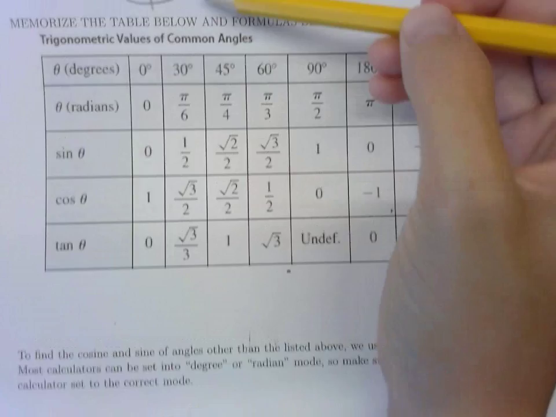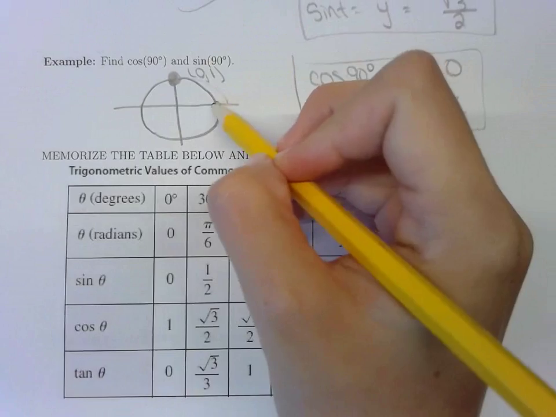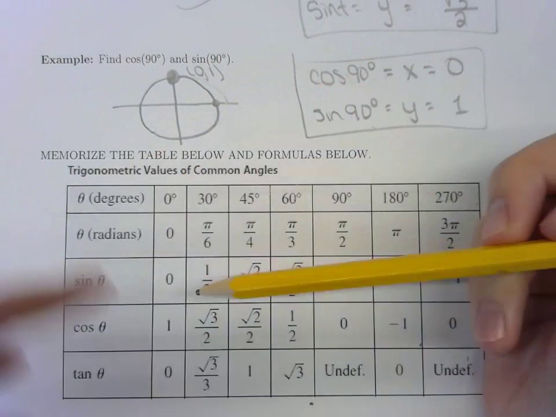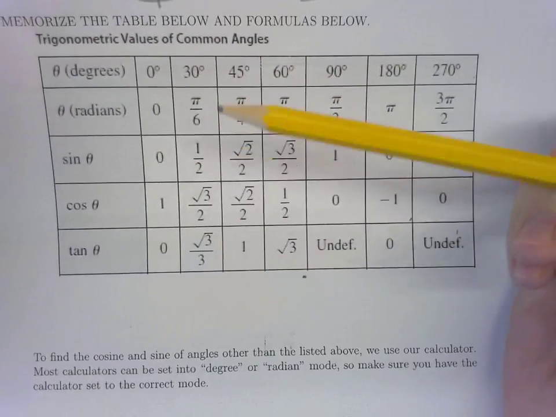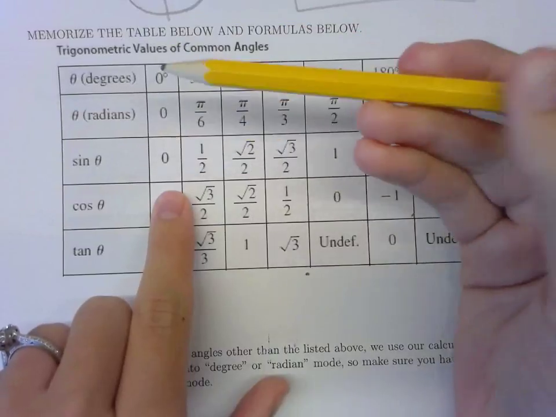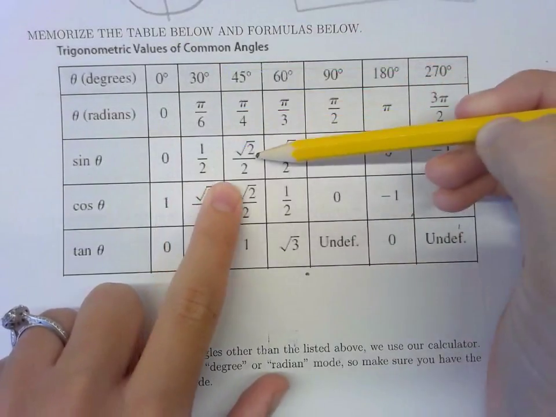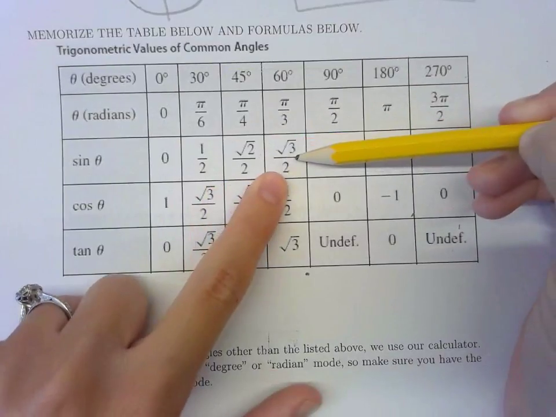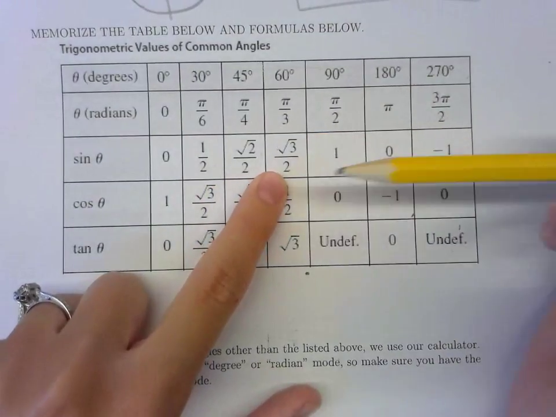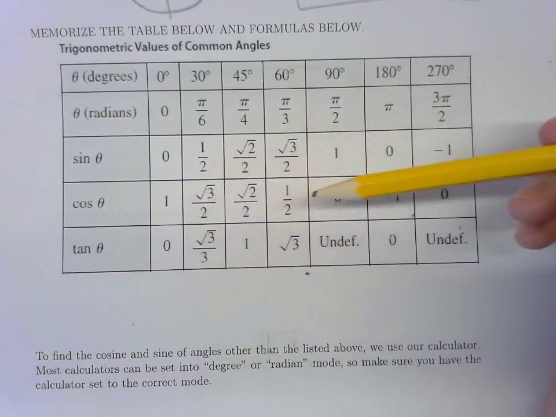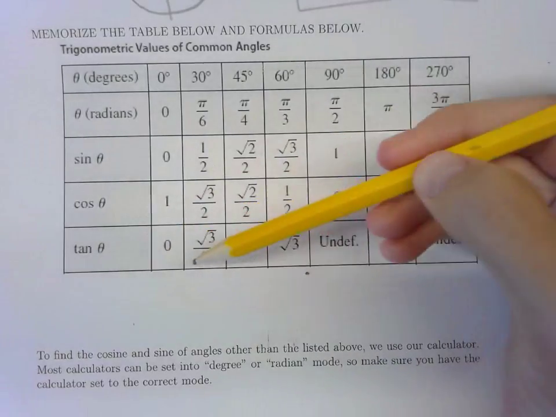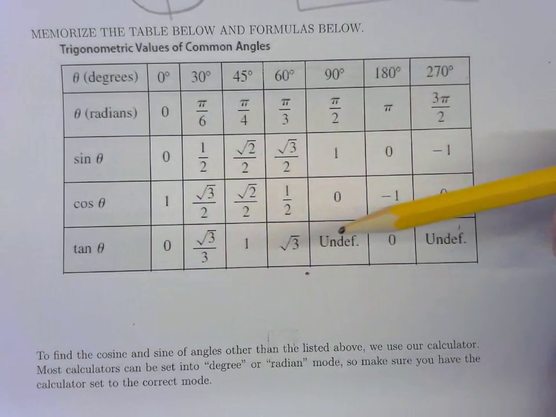Sine of these angles here. So 0 degrees, coming back up to that picture, that would be here. Sine of 0 is 0. Sine of 30 degrees, or pi over 6, is 1/2. Then you have square root of 2 over 2, square root of 3 over 2, 1, 0, negative 1. Same with cosine. They're a little bit different. And then you have tangent here.